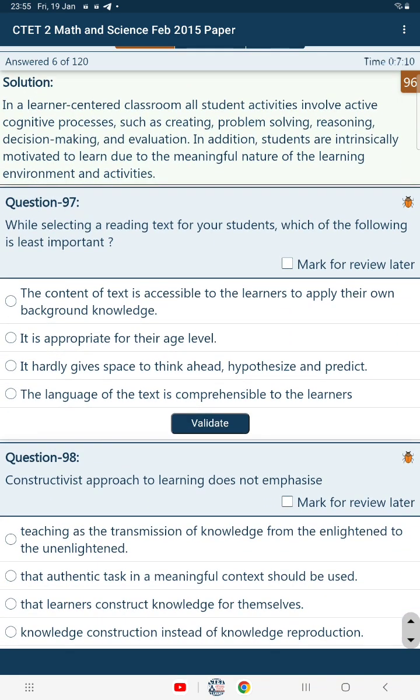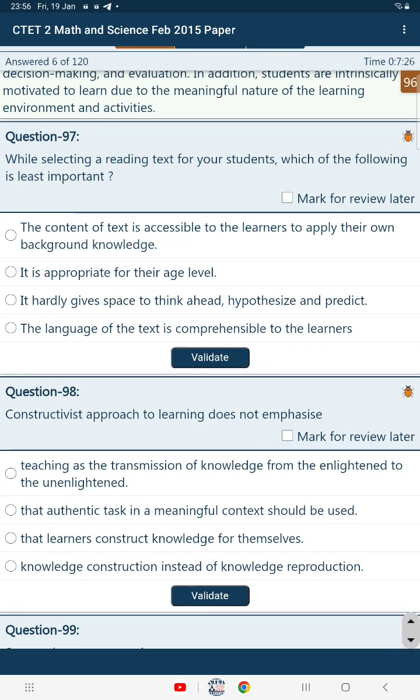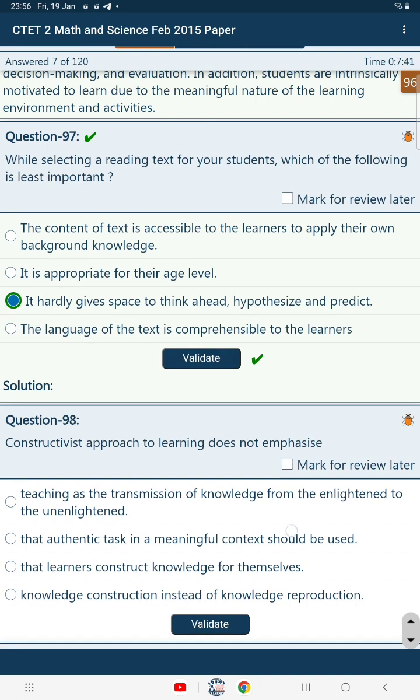Question number 97. While selecting a reading text for your students, which of the following is least important? The content of the textbook accessible to learners to apply their own background knowledge. It is appropriate for their age level. It hardly gives space to think and hypothesize. The language of the textbook. So this is correct.